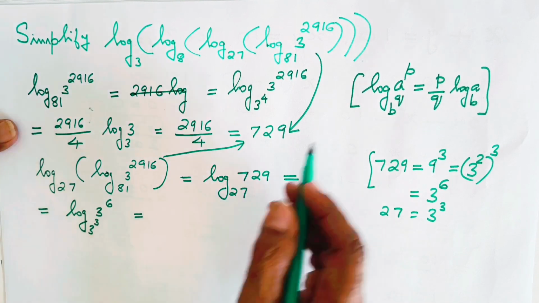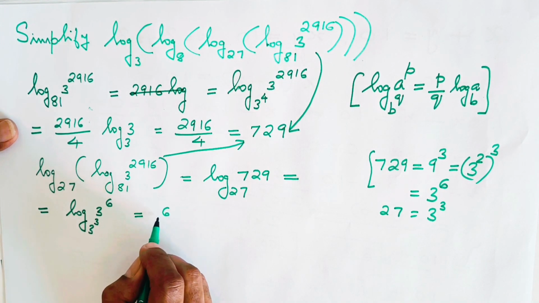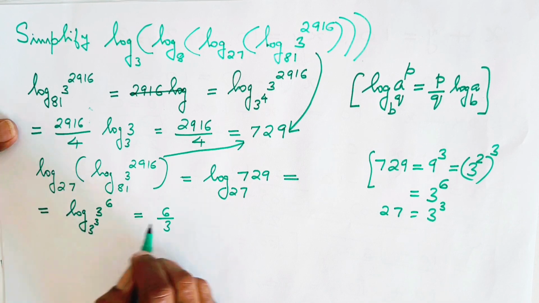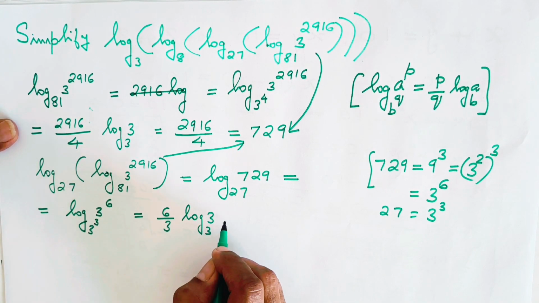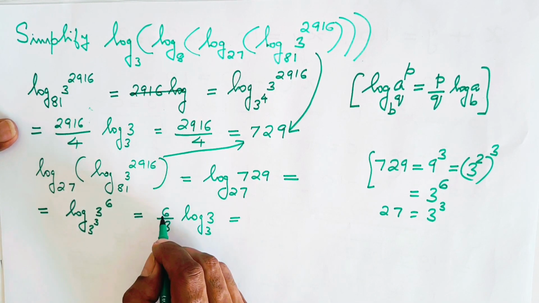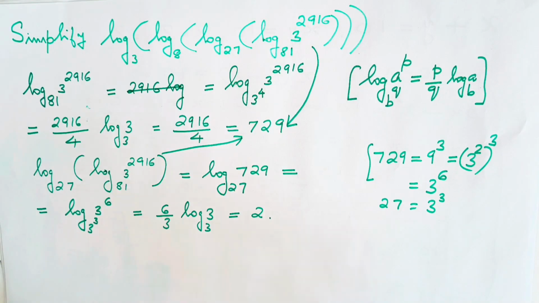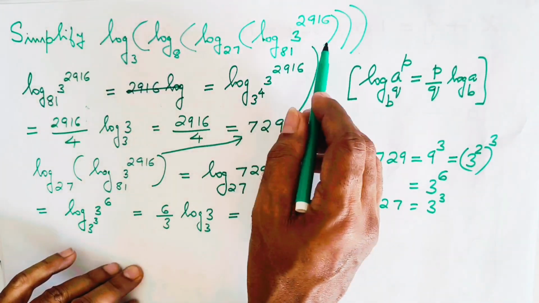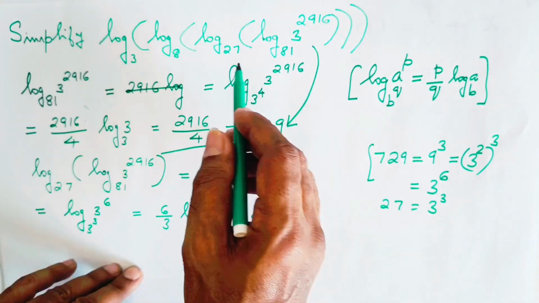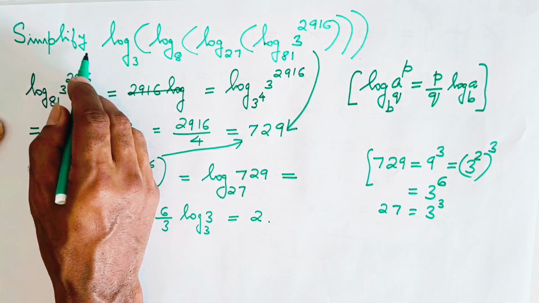Now making use of this rule, this will be 6 divided by 3, log 3 to the base 3. This is 1, and 6 divided by 3 is 2. So what do you have? This whole thing is 2. Can you see that?